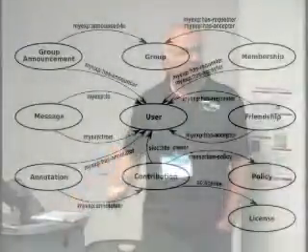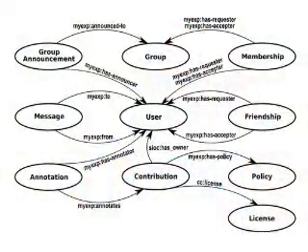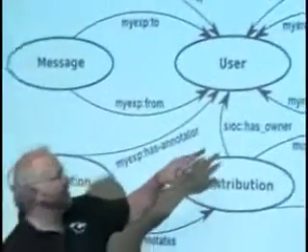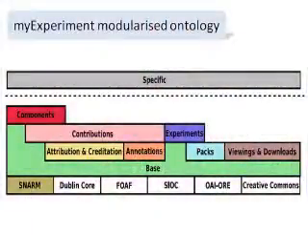So what we end up with is an ontology for myExperiment, which has some specific myExperiment things that capture the data model on the earlier slide in a stable way. You have bits of SIOC there, semantically interlinked online communities, and ultimately this set of different pieces coming into the myExperiment ontology.